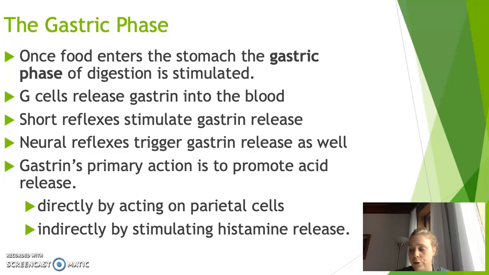Gastrin release is also triggered by neural reflexes. Short reflexes are mediated by the enteric nervous system neurotransmitter called gastrin releasing peptide, or GRP. In cephalic reflexes, parasympathetic neurons from the vagus nerve stimulate G cells to release gastrin into the blood. Gastrin's primary action is to promote acid release, which I'll go into greater detail about in a little bit. It does this directly by acting on parietal cells and indirectly by stimulating histamine release.